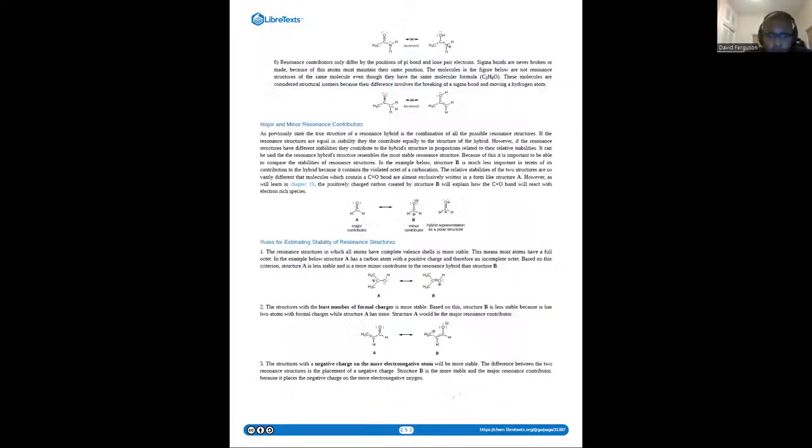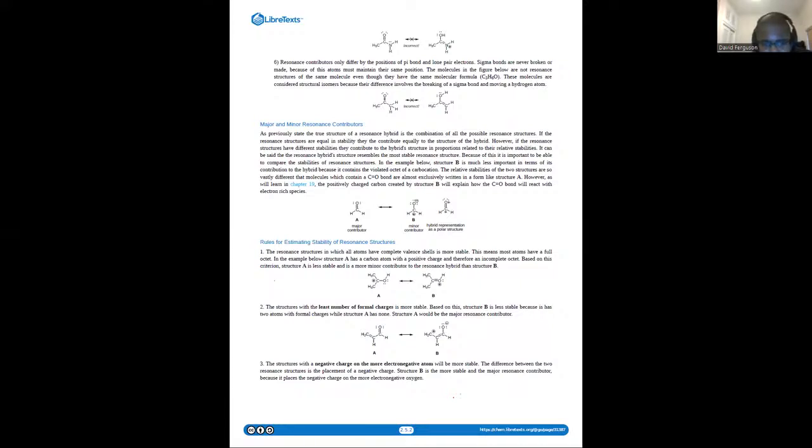So we're surveying the material. We're looking at major and minor resonance contributors and rules for estimating stability of resonance. The resonance structure in which all atoms have complete valence shells is more stable. We're talking about the octet rule. You can annotate that and put it on the side.